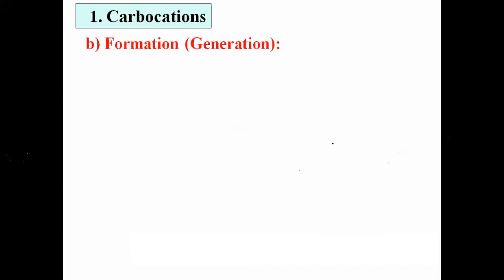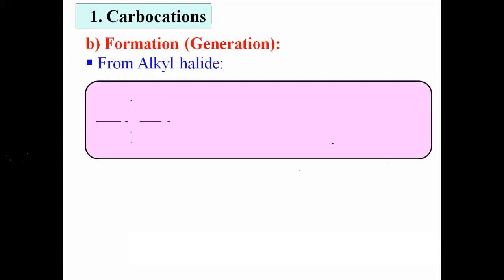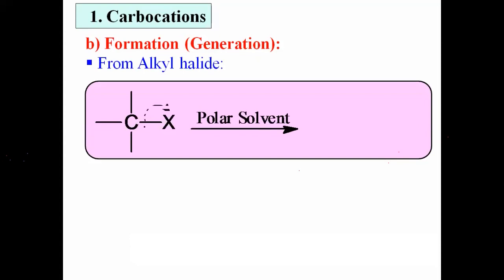In this, we will look at the second step: formation, meaning how carbocations are generated, how they are formed in a chemical reaction. Okay, now first is from alkyl halide. Already we have studied in the introduction how they are formed, but I will again revise it. This is, suppose, an organic compound. Then in presence of a polar solvent, that bond undergoes heterolytic breaking.